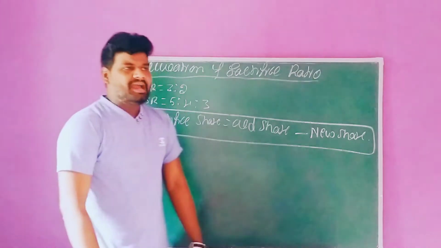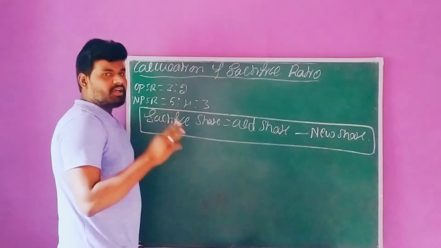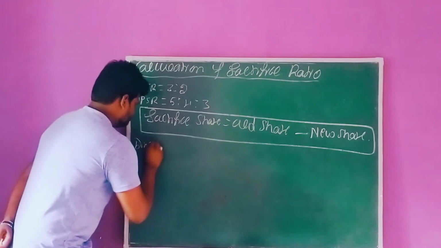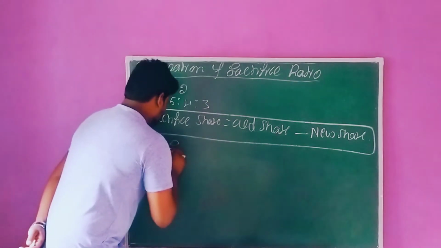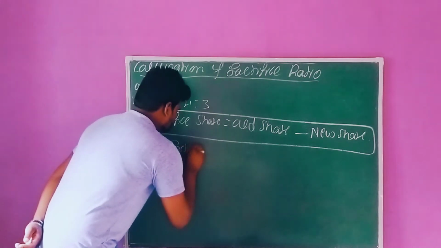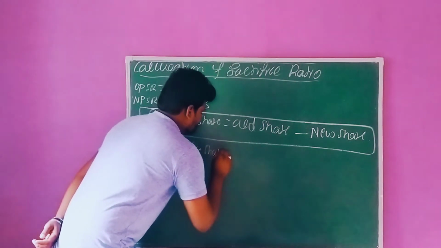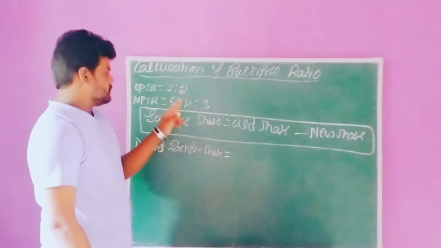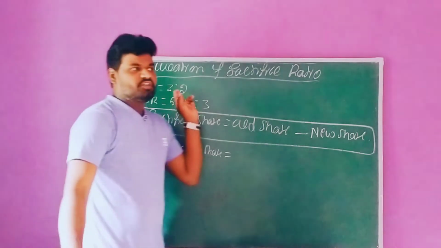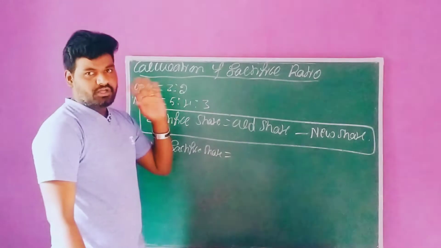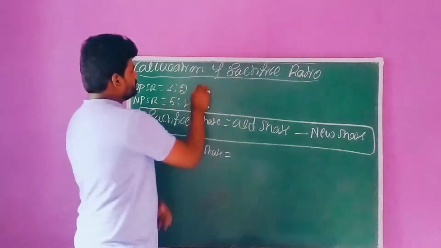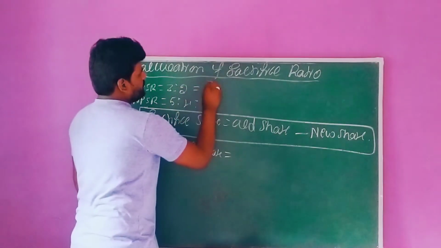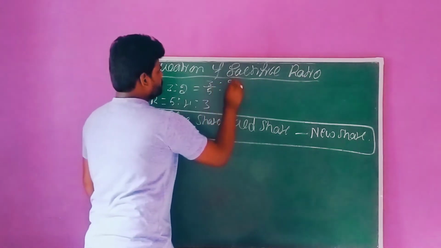First we need to calculate Dinesh's sacrifice share. Dinesh sacrifice share. The old profit sharing ratio is 3:2; Dinesh and Mahesh both are old partners. This 3:2 we can convert into fractions: 3 plus 2 is 5, so 3 divided by 5 is to 2 by 5.